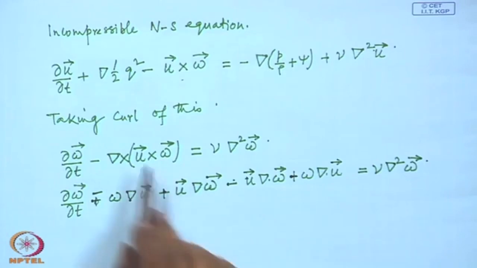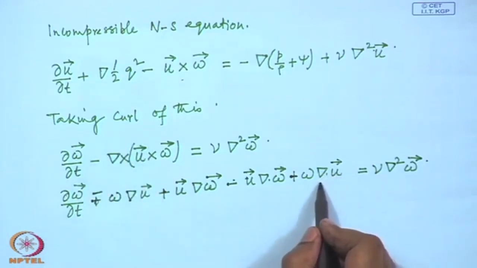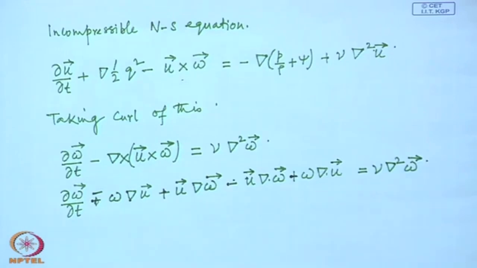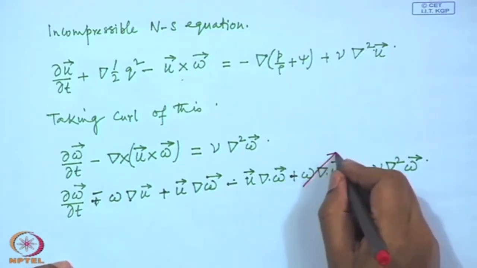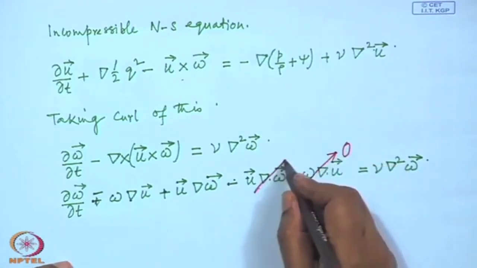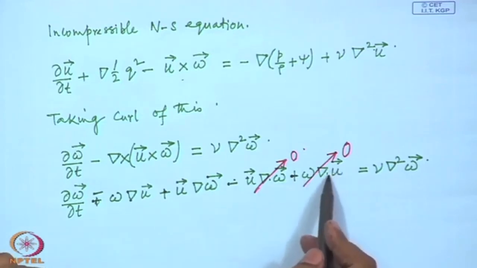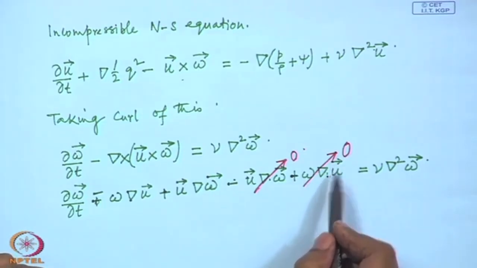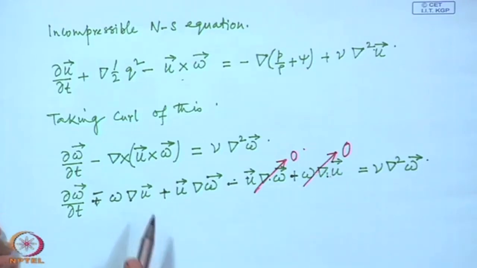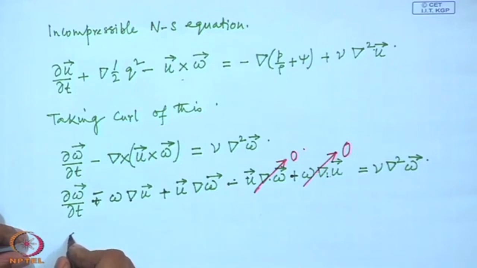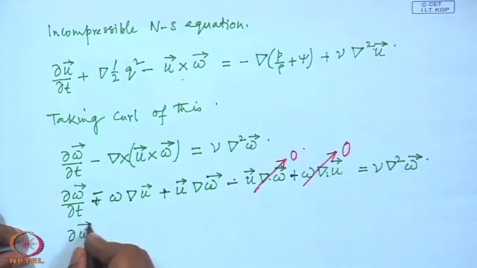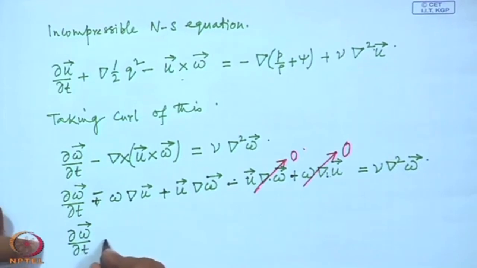Now, since you are considering incompressible flow, this divergence of U is 0. This term is 0 and so is this, divergence of omega is also 0. Omega is always a solenoidal vector. Omega is a curl of U, so its divergence is always 0. So, for incompressible flow this is also 0 because divergence of U is 0. So, we have only this. So, we will write it like this, d omega d t.